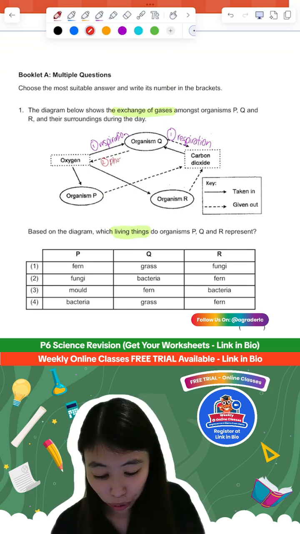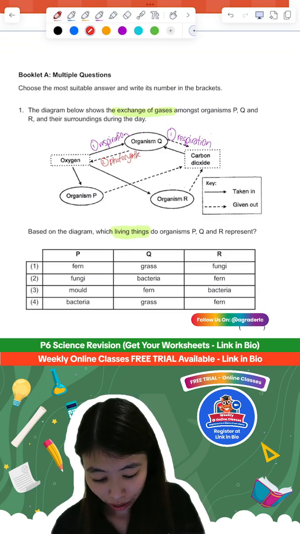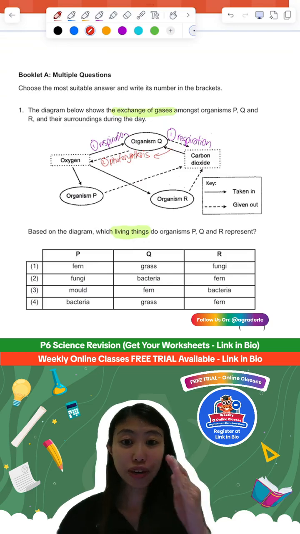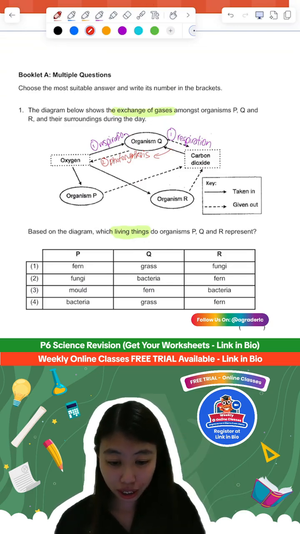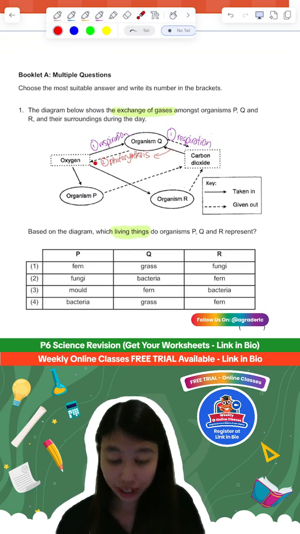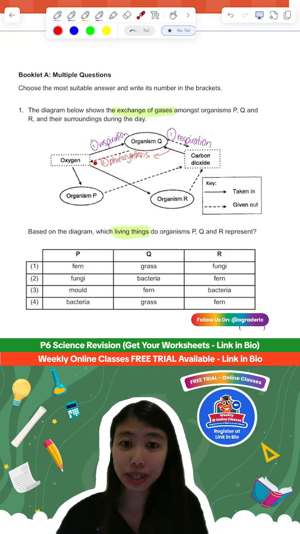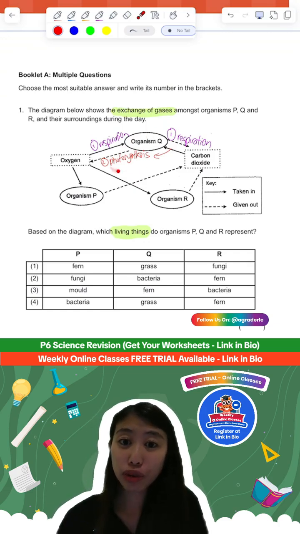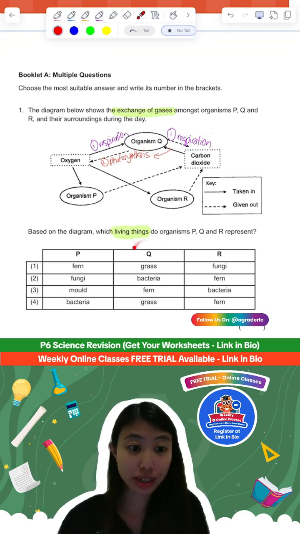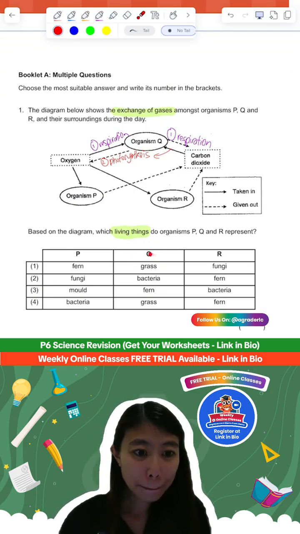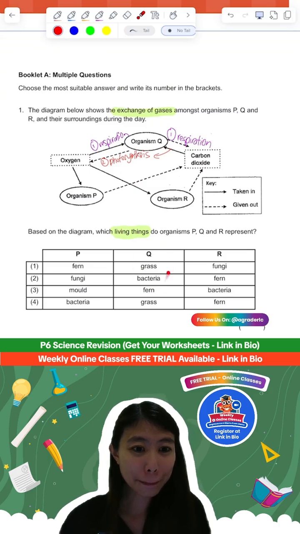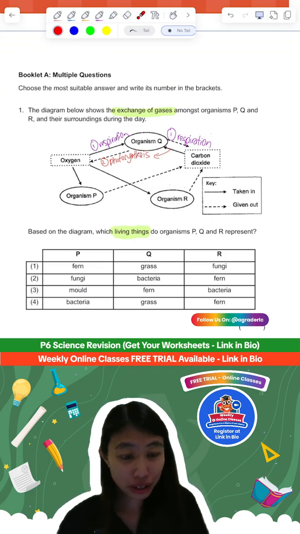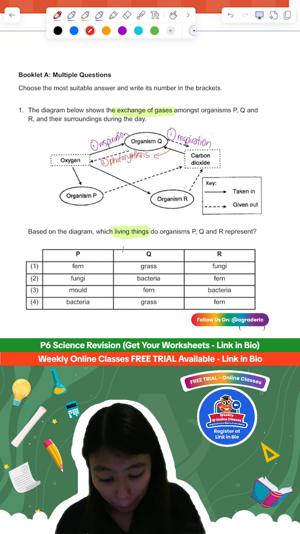Yes, it is photosynthesis. Okay, these two, the directional arrows. You see carbon dioxide taken in, oxygen given out. That is the process of photosynthesis. So the moment you see that this organism Q can undergo photosynthesis, what organism do you think it is? It is definitely a what? Definitely a what? Very good, Singlong. It's definitely a plant.